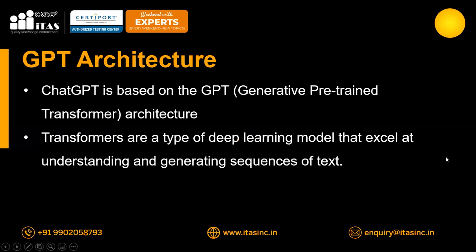GPT architecture. That is, I was talking about the generative pre-trained transformer architecture. Transformers are a type of deep learning model that excel at understanding and generating sequences of text. Previously, we had some bots which gave answers that were not so relevant, not so appropriate and not accurate. But now ChatGPT gives us almost accurate answers. I cannot say 100% accurate, but almost accurate and meaningful answers. That is because of this GPT.